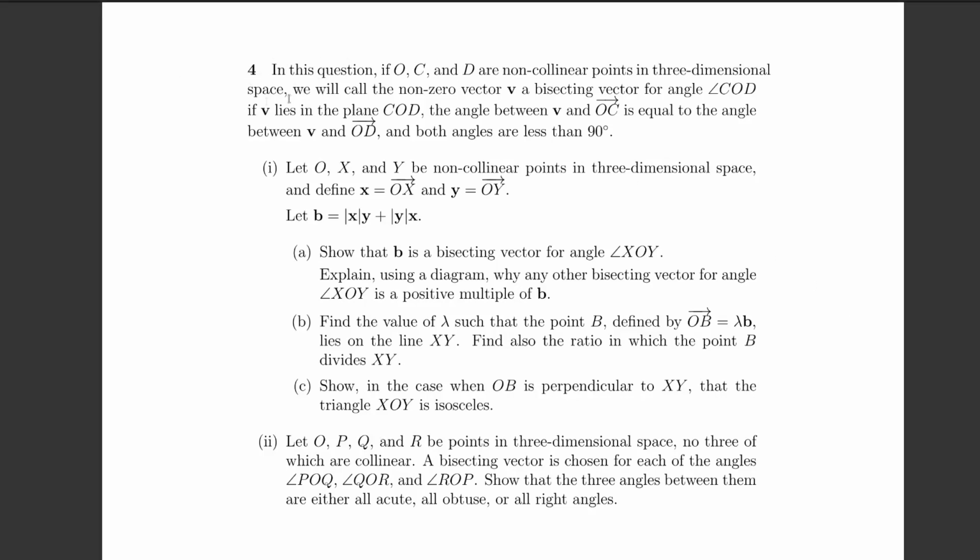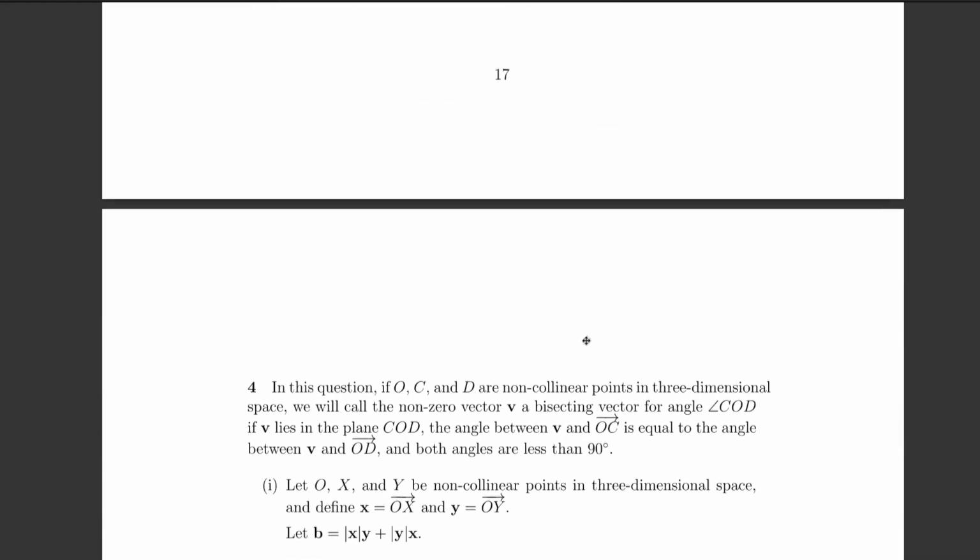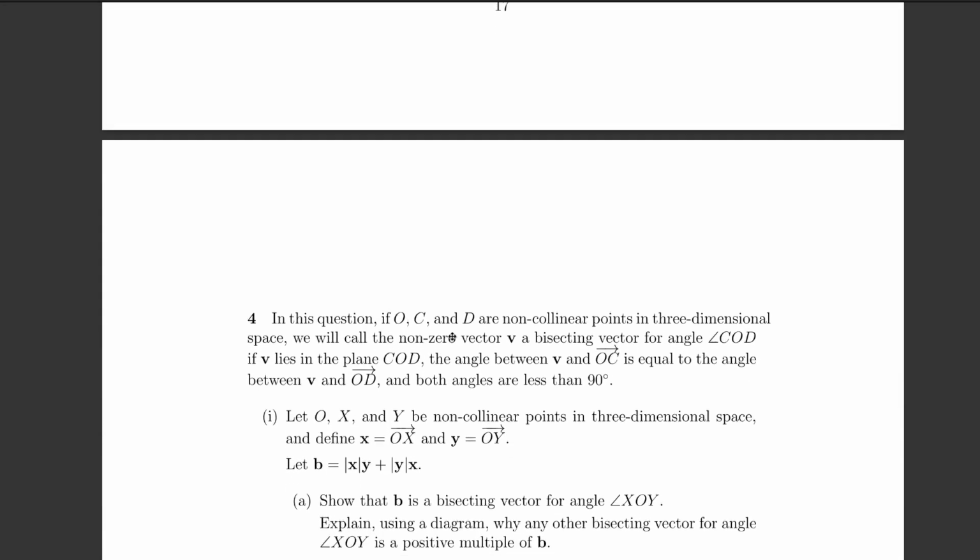Okay, so we have question 4 from the STEP 2 2024 paper, and this question is about vectors. As always, if you want to try the question, this is the full question here, but I'll get into the first part. So they start off by giving us a definition of what a bisecting vector is.